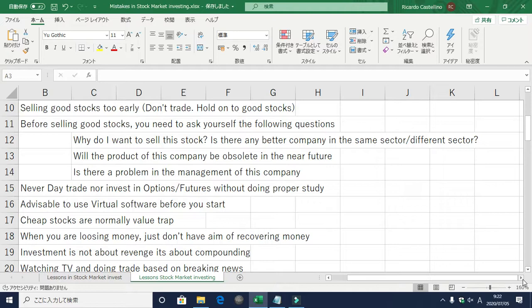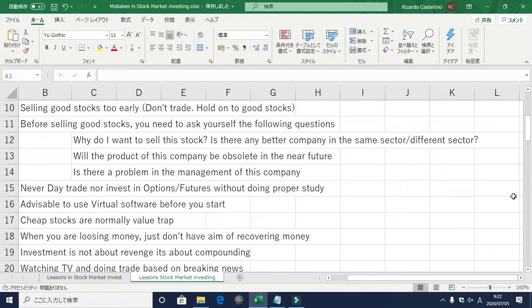Now, you need to know what you're doing when you're day trading, because you could lose a lot of money. So my suggestion is it's advisable to use some sort of virtual software before you start trading. What I mean by virtual software is you need to do mock trading. Mock trading is where you don't put in actual money. It's like virtual money. So once you get good at it, then you can move into your live account.